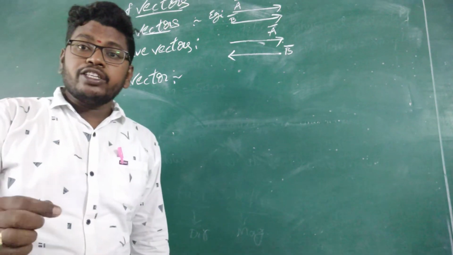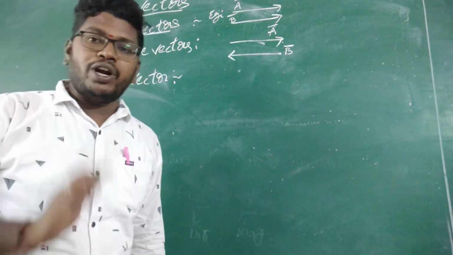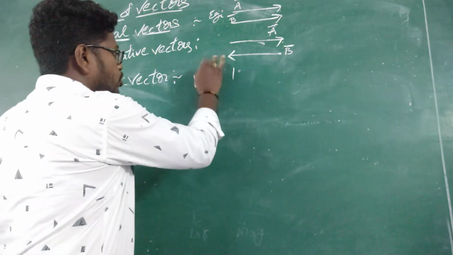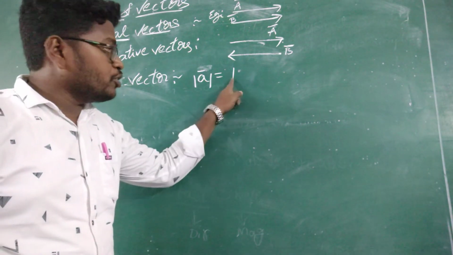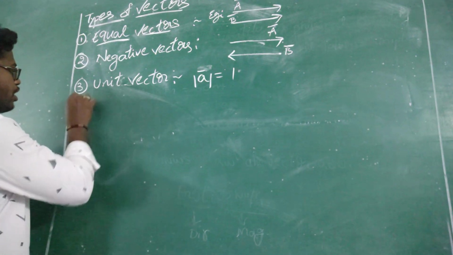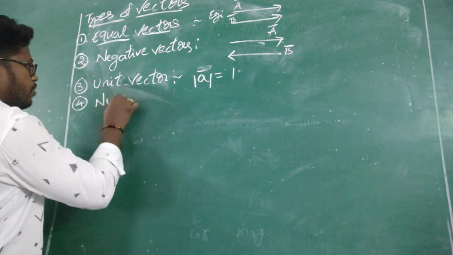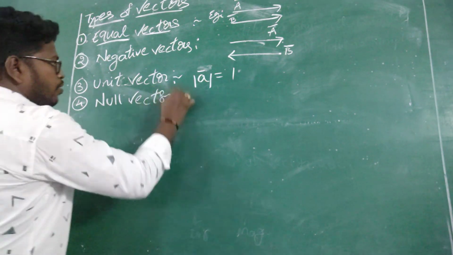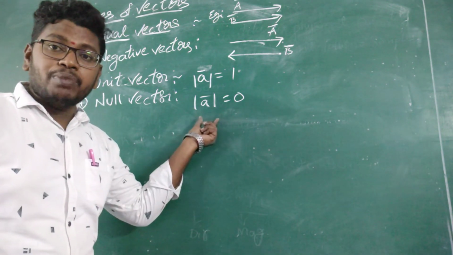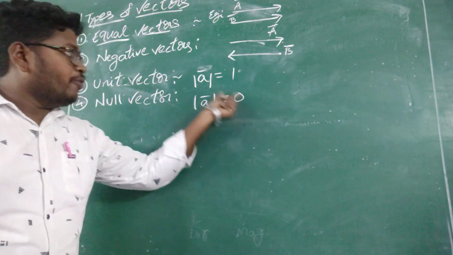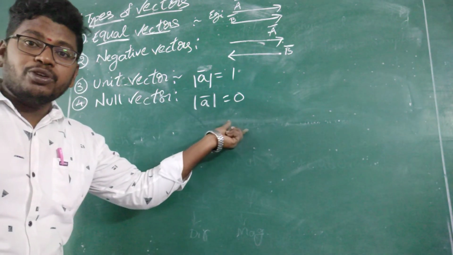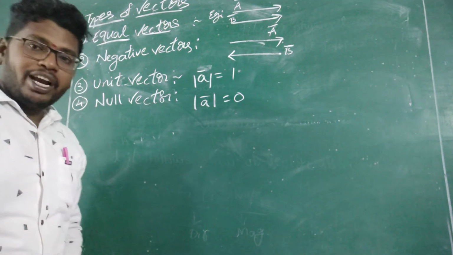Next one is unit vector. A unit vector is a vector whose magnitude is equal to 1. Next, null vector. A null vector is nothing but a vector whose magnitude is equal to 0. A vector whose magnitude is equal to 1 is a unit vector. A vector whose magnitude is equal to 0, that we call a null vector.